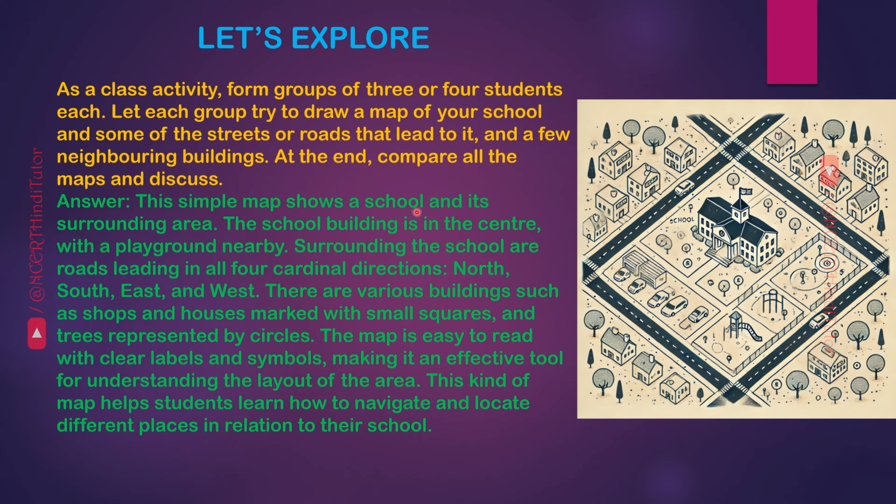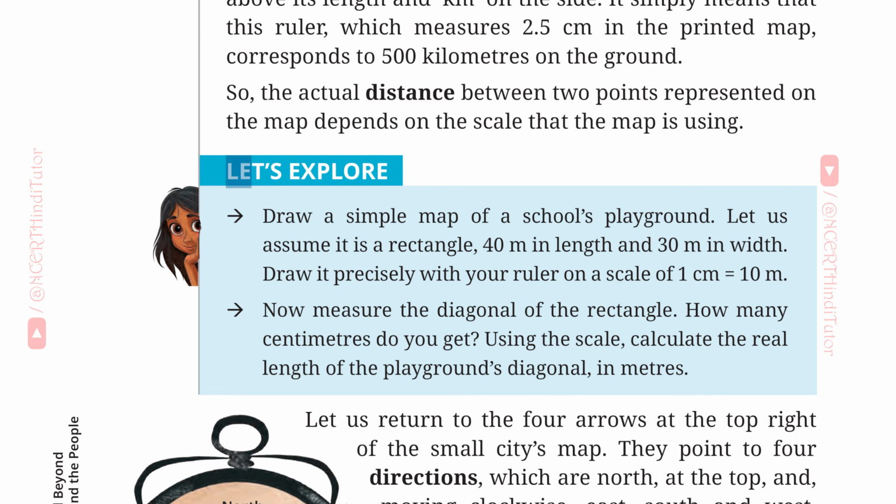This simple map shows a school and its surrounding area. The school building is in the center. This is the school building with a playground nearby. Surrounding the school are roads leading in all 4 cardinal directions: north, south, east, and west. There are various buildings such as shops and houses marked with small squares, and trees represented by circles. The map is easy to read with clear labels and symbols, making it an effective tool for understanding the layout of the area. This kind of map helps students learn how to navigate and locate different places in relation to their school.